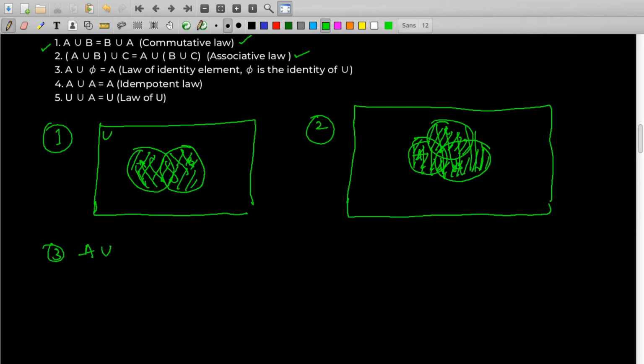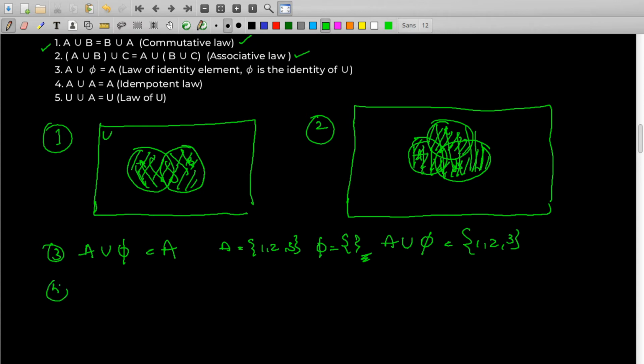Let's see the third law. It says that A union null is equal to A. Now this is simple, right? If A is {1, 2, 3} and null, as we know, is the empty set, as I mentioned in part 1, then obviously A union null is A only, {1, 2, 3}, because there are no elements in null. So I hope you understood that.